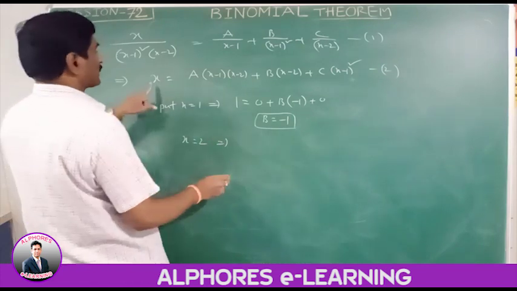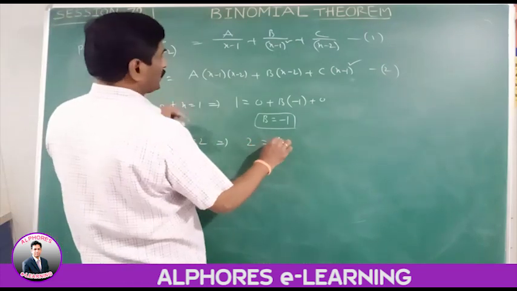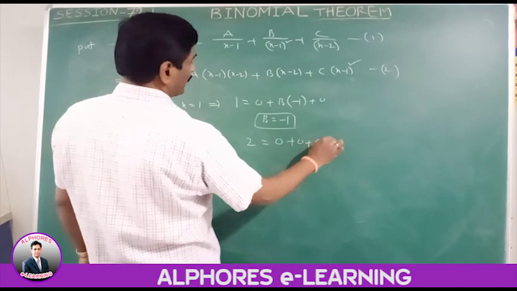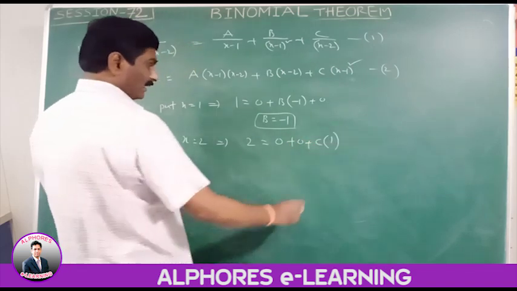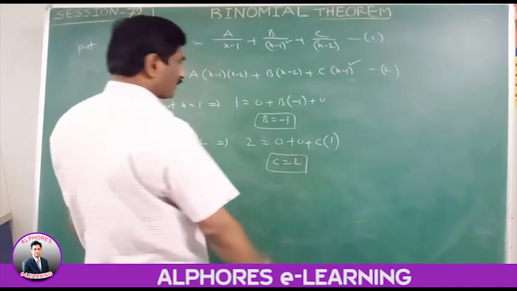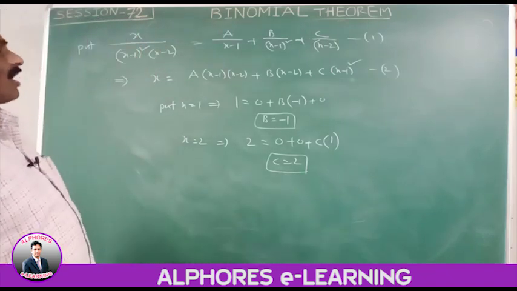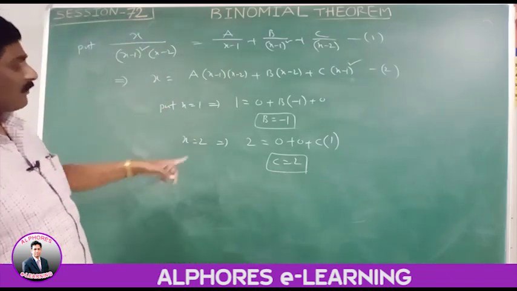Put x is equal to 2. Then 2 is equal to 0 plus c into (2 minus 1) whole square, which means 1. That means what is the value of c? c is equal to 2. By equating constant terms or higher coefficients, we find the remaining value.